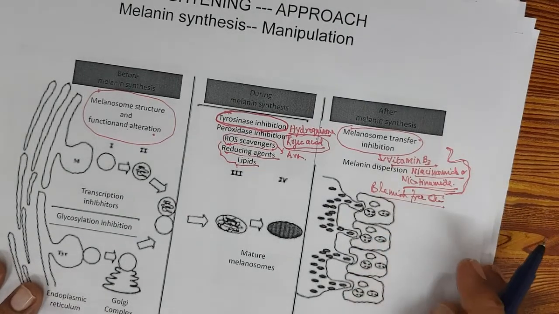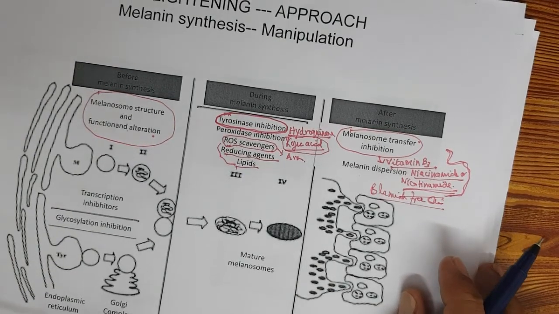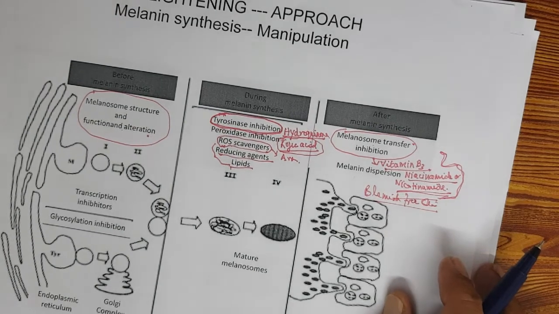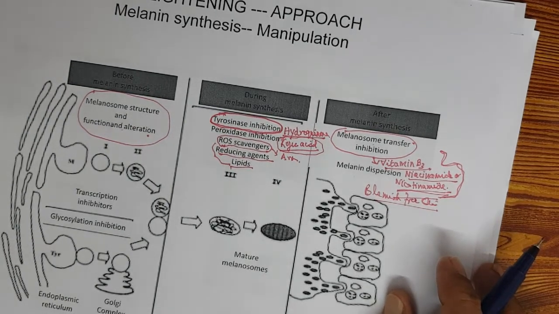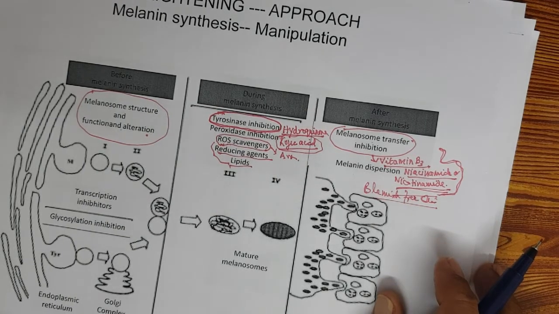Vitamin B3 is also called the pellagra preventing factor. What is pellagra? Lack of vitamin B3 makes your skin very susceptible to sunlight and causes pigment darkening.